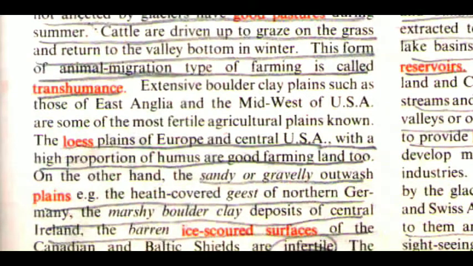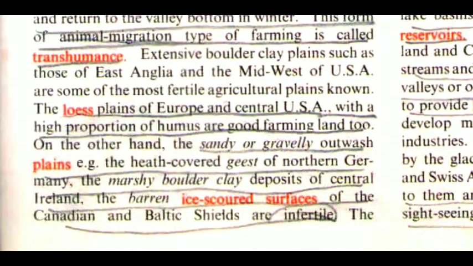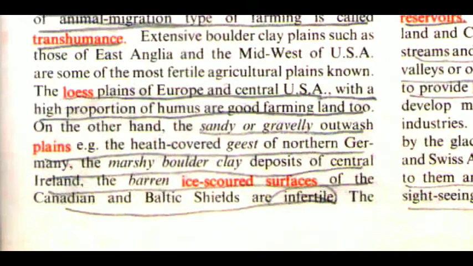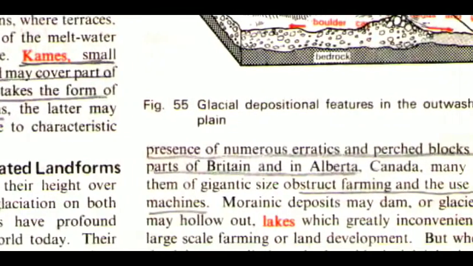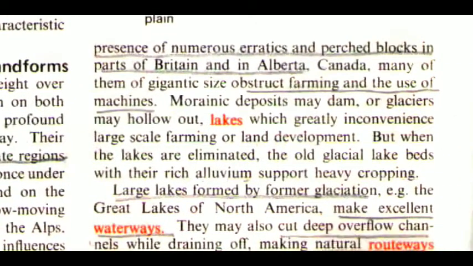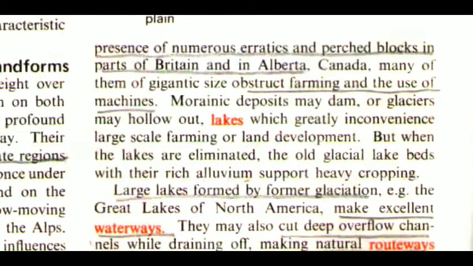Extensive boulder clay plains such as those of East Anglia and the Midwest of USA are some of the most fertile agricultural plains known. The loess plains of Europe and central USA with a high proportion of humus are good farming land too. On the other hand, the sandy or gravelly outwash plains, for example the heath-covered coast of northern Germany, the marshy boulder clay deposits of central Ireland, and the barren ice-scoured surfaces of the Canadian and Baltic shields are infertile. The presence of numerous erratics and perched blocks in parts of Britain and in Alberta, Canada, many of them of gigantic size, obstruct farming and the use of machines.